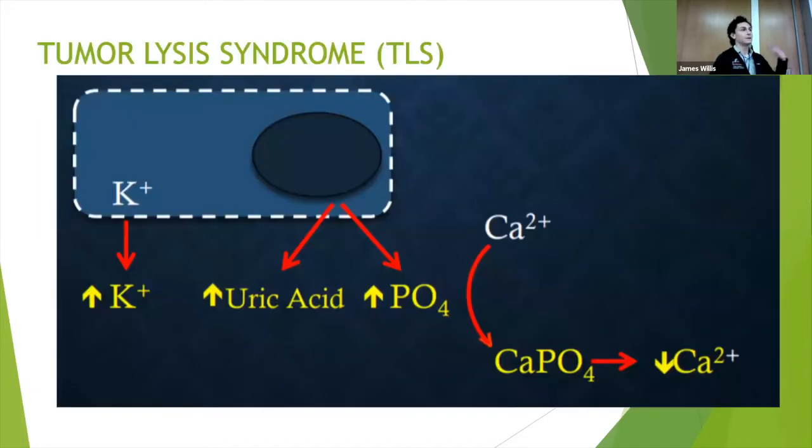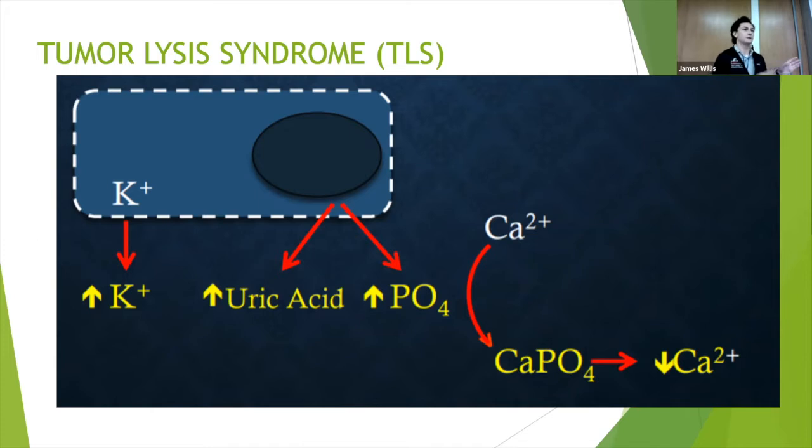So here's kind of what happens in TLS. You have a massive and abrupt release of cellular contents into the bloodstream after rapid lysis of malignant cells, and it occurs secondarily to increased cell death in rapidly growing tumors. It frequently occurs hours to a few days after initiation of chemo and/or radiation therapy.